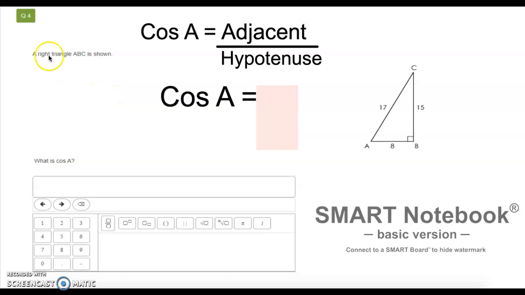All right, this problem says a right triangle ABC is shown. What is the cosine of angle A? So over here we have our right triangle ABC. The problem is asking us to find the cosine of angle A.